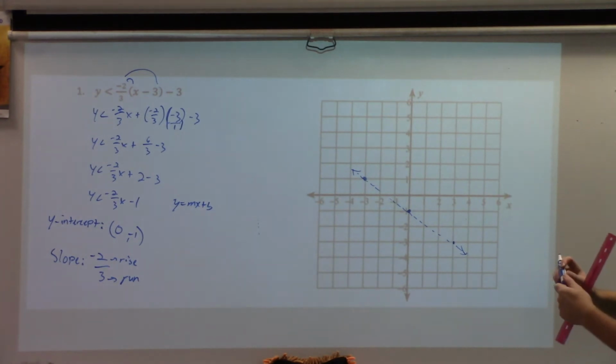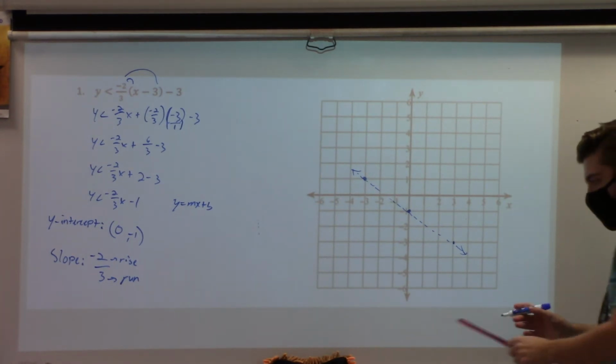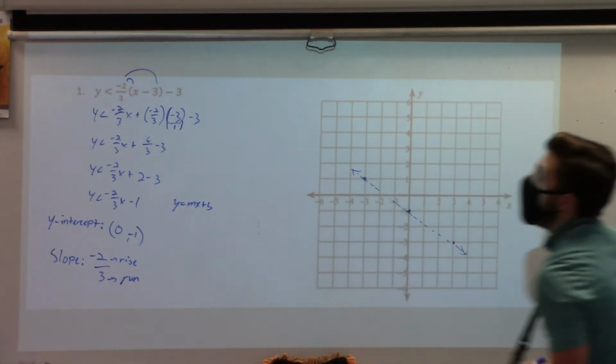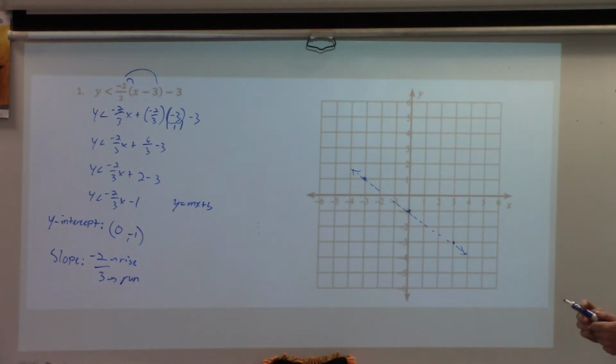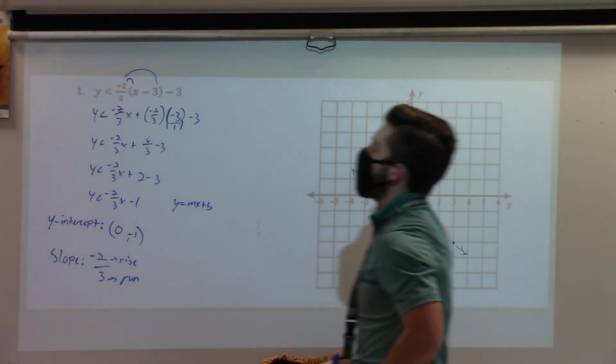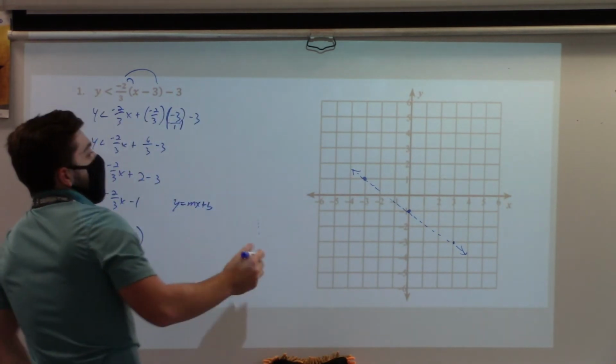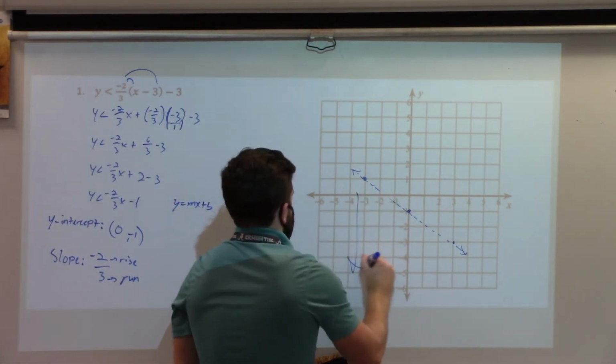Now, where would we shade the solutions? What do you think? So let's say it's less than. Less than, so what does that mean for where we should shade? Down, or below the boundary line.